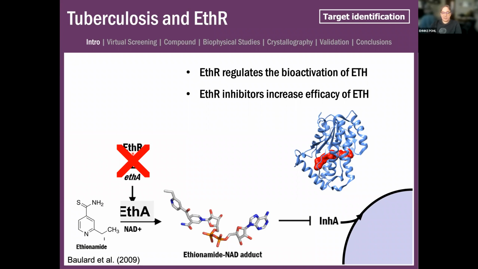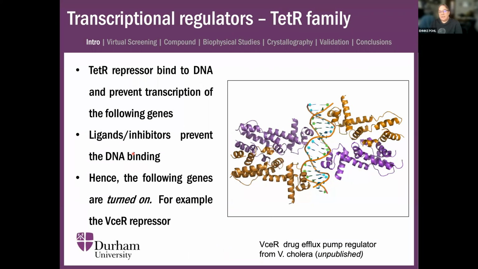So obviously this work was done before we joined the project. We came onto this project when people started looking at the structure of these proteins. The reason is that ETHR is a member of the TET-R family. So this is a picture of one of our TET-R proteins, shown in ribbon diagram. We have a TET-R protein called VCER, which is bound to DNA, a structure that we haven't published yet.